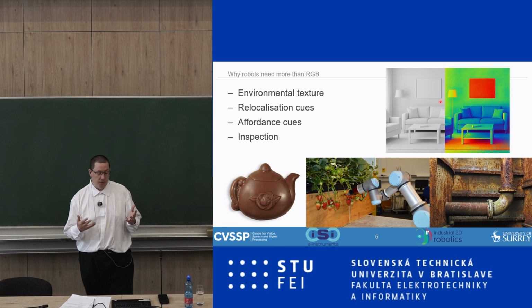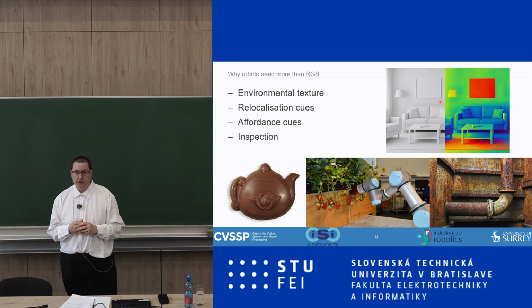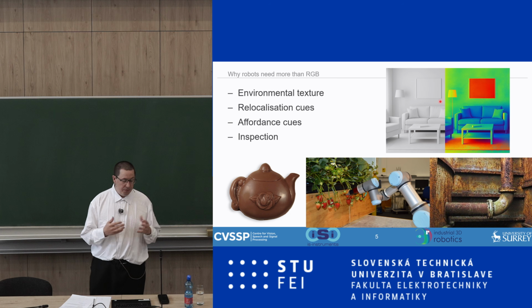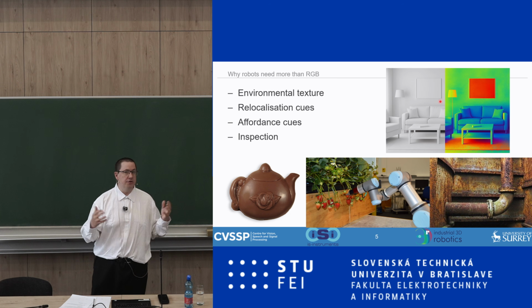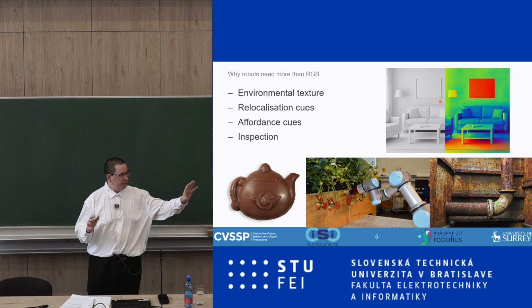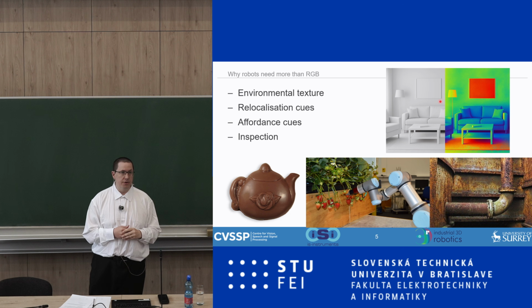Okay, so why do we care? Why do we want robots to be able to see the world better than humans can? There's lots of advantages for why we might do that. For example, when your robot is trying to perceive and move around in the environment, one of the biggest challenges is a lack of texture. If everything looks the same, you can't really tell how things are moving, you can't understand what's going on in the environment.